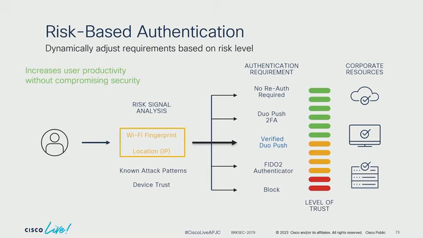We are actually taking signals from the endpoint. So things like Wi-Fi fingerprinting, things like location, IP. Is this an IP address that I trust? Within Australia, the business does not extend out of Australia. Anything outside, I want to block this. Is it a known attack pattern? Have I seen this device before? So these are things that we are putting towards machine learning, AI, in order to determine if I want to step up my authentication, if I want to block the attack, or if I want to just bypass MFA altogether.